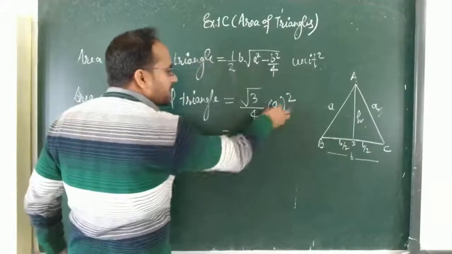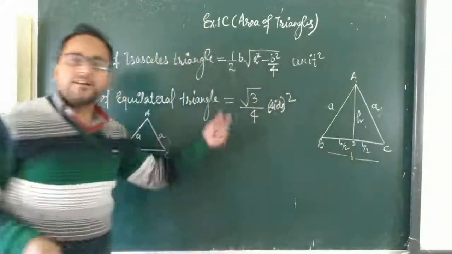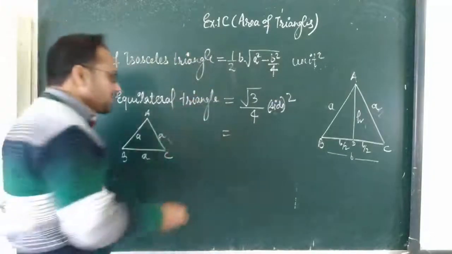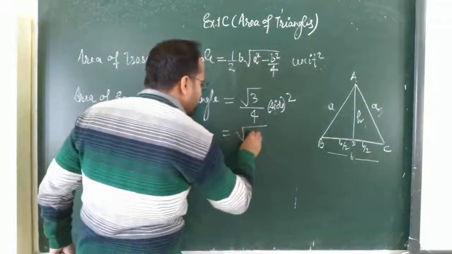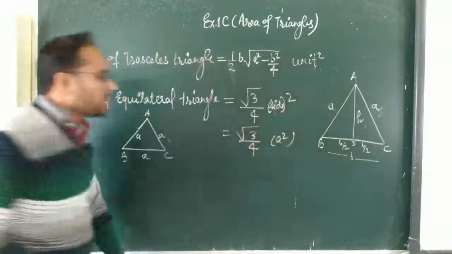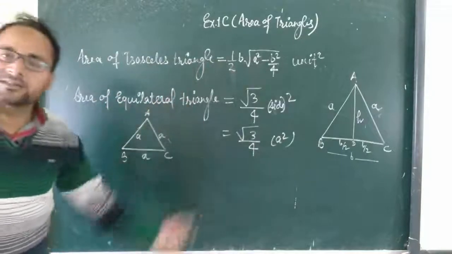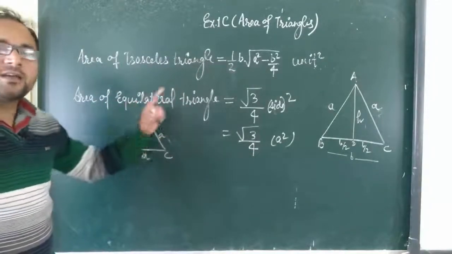Side square, or you can write it A square. Here you will write side square under root 3 by 4 times side square. Here the side is A, so it is under root 3 by 4 A square. Under root 3 by 4 A square is the area of an equilateral triangle, students, if all sides are equal.